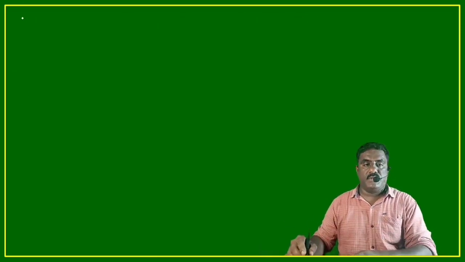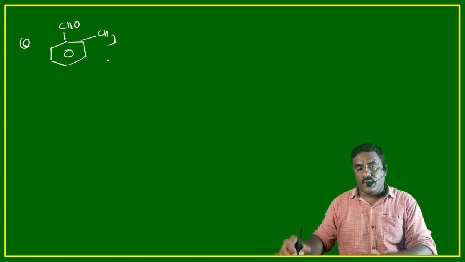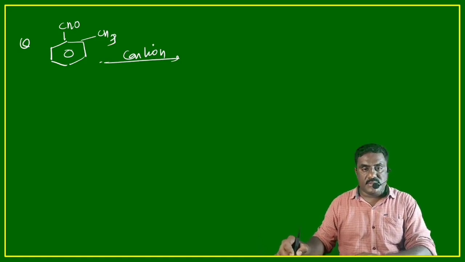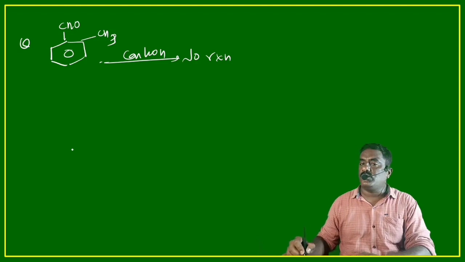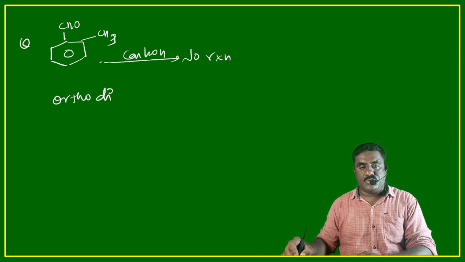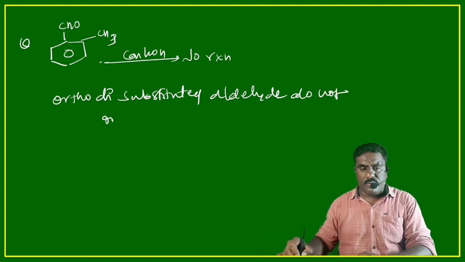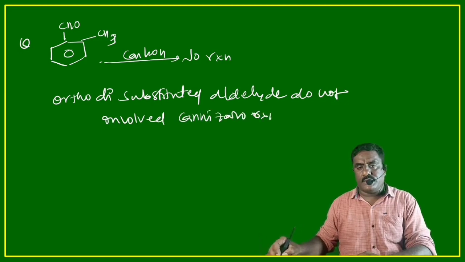Have a look at this question. Benzene with CHO and CH3 in the presence of concentrated potassium hydroxide. What happened? This substance does not undergo the Cannizzaro reaction. What is the reason behind it? Disubstituted aldehydes do not undergo the Cannizzaro reaction.